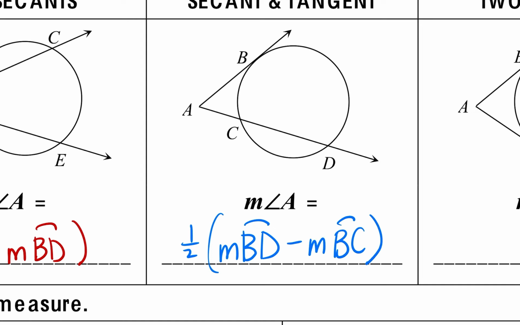So let's look at that in the picture. To find this angle at the intersection, you're going to have to take this arc and subtract the smaller arc from it. Then make sure you take half of that answer. I don't believe I highlighted it over here. Yeah, so let's go back to the two secant lines.